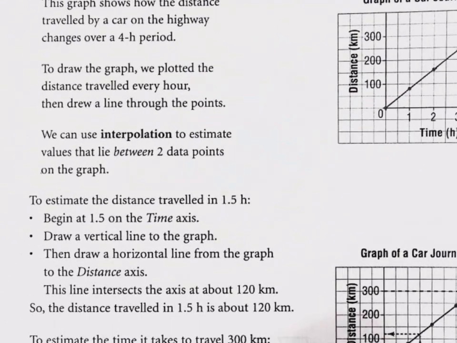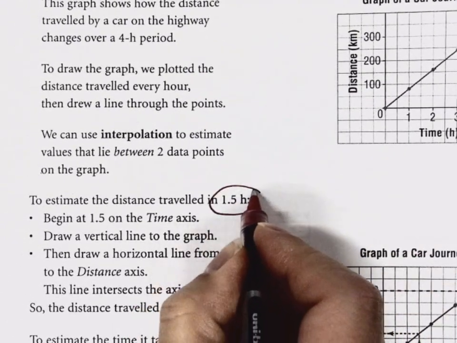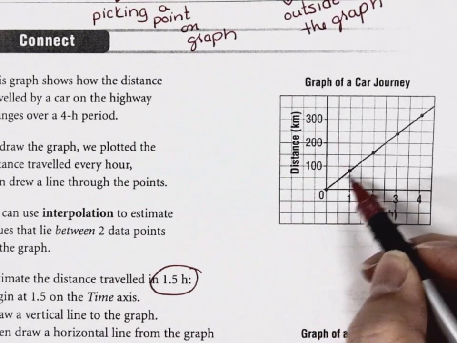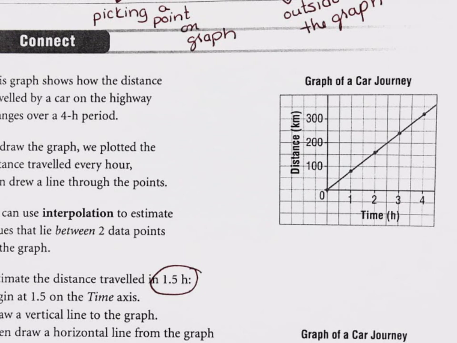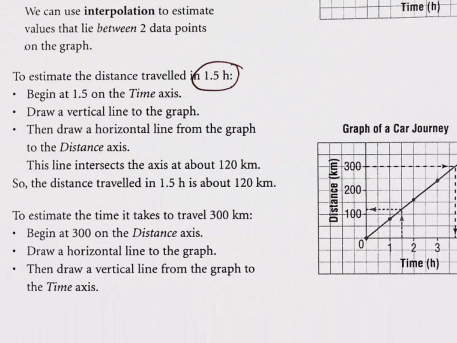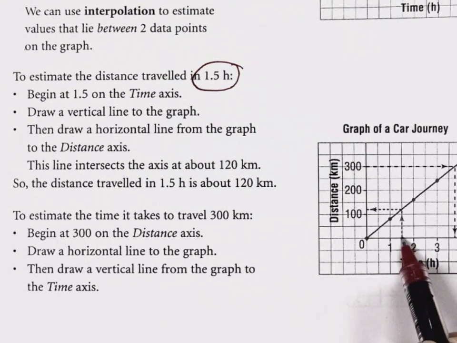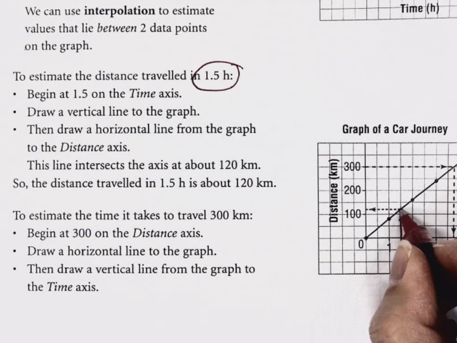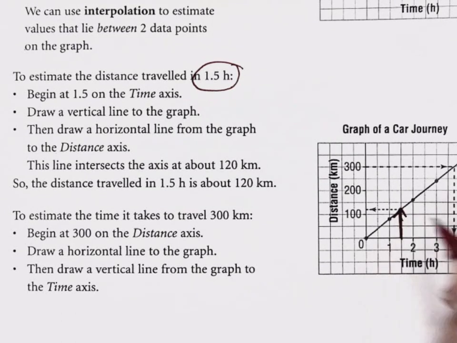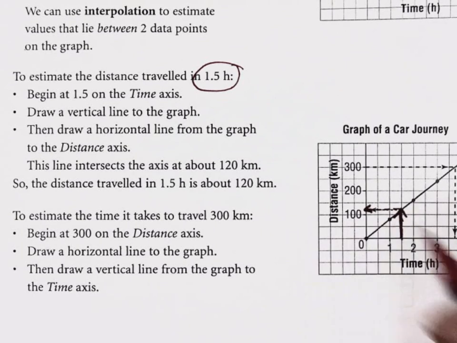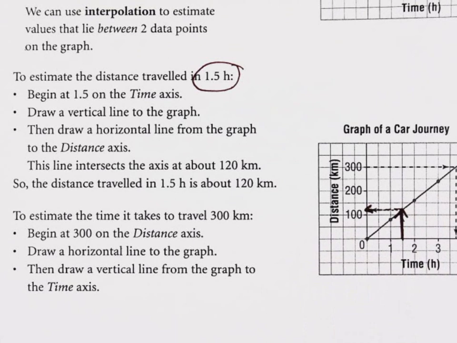So if we want to estimate 1.5 hours, now we were given data points at 1 and at 2. We weren't given data points at 1.5, but we have the line and we can make an educated guess. So you go over to 1.5 here, and you go up to the line, right there. And then you track over to where we are on the y-axis. So how far have we gone in an hour and a half?